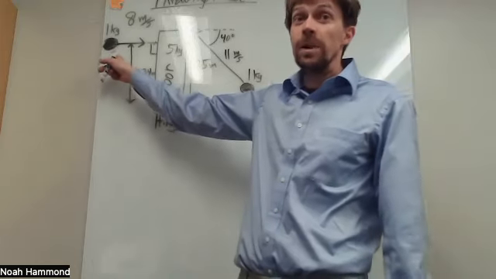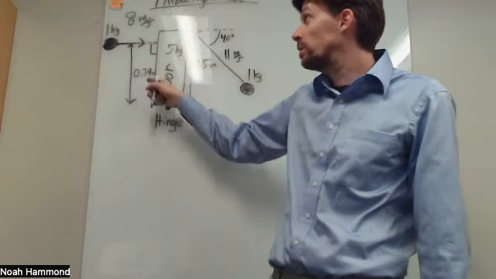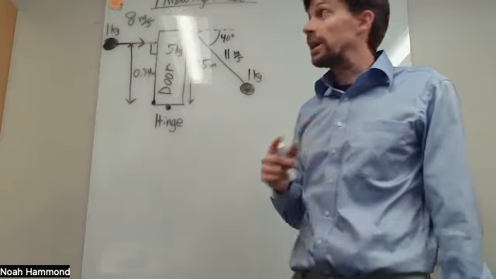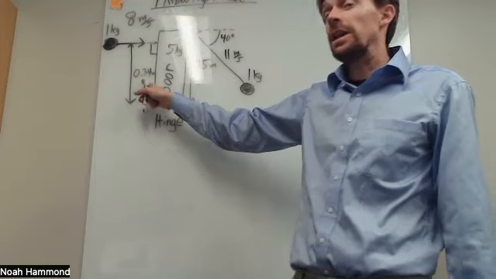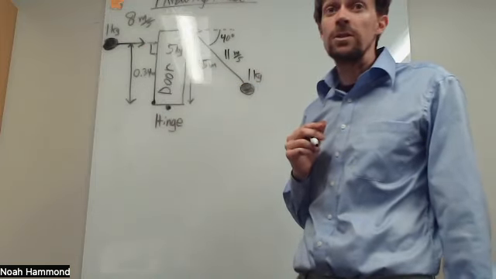And we have one mud ball coming in here, 1 kilogram mud ball hitting at a right angle, going 8 meters per second. And it hits a little lower on the door at 0.34 meters.